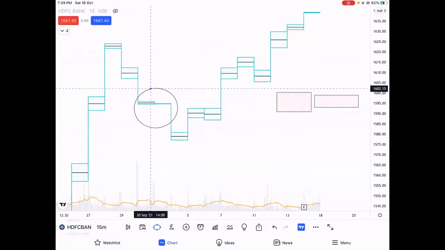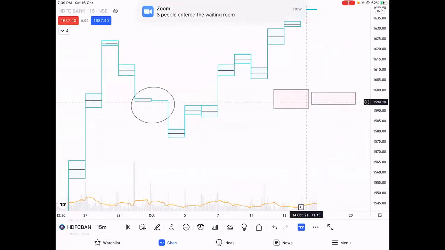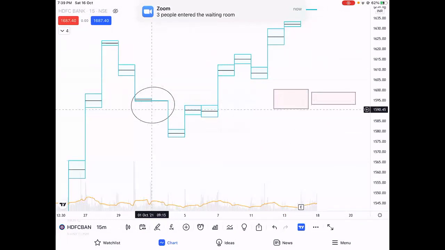Do you see this kind of formation here? What I have drawn here is similar, as you can see. So what is this kind of formation? This kind of formation is called an inside value CPR. Now, what is inside value CPR? Inside value CPR is nothing but whenever the current day CPR is within the range of the previous day CPR.